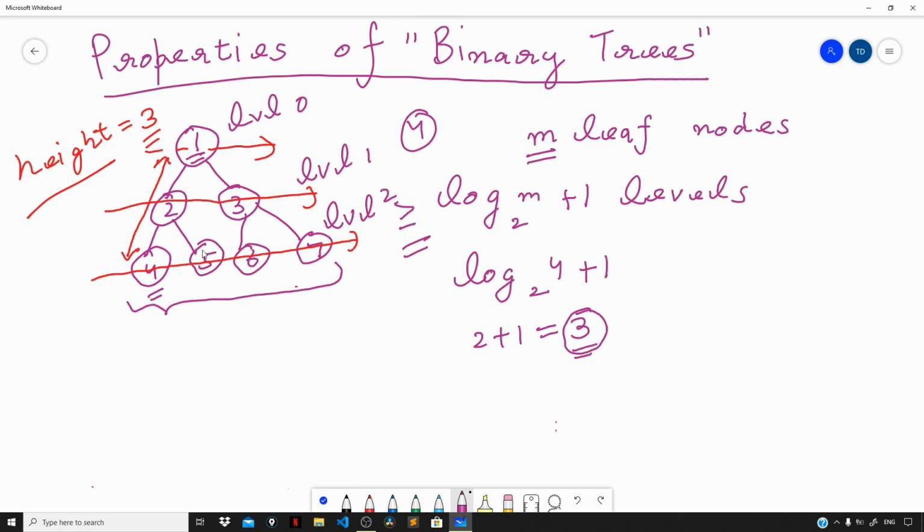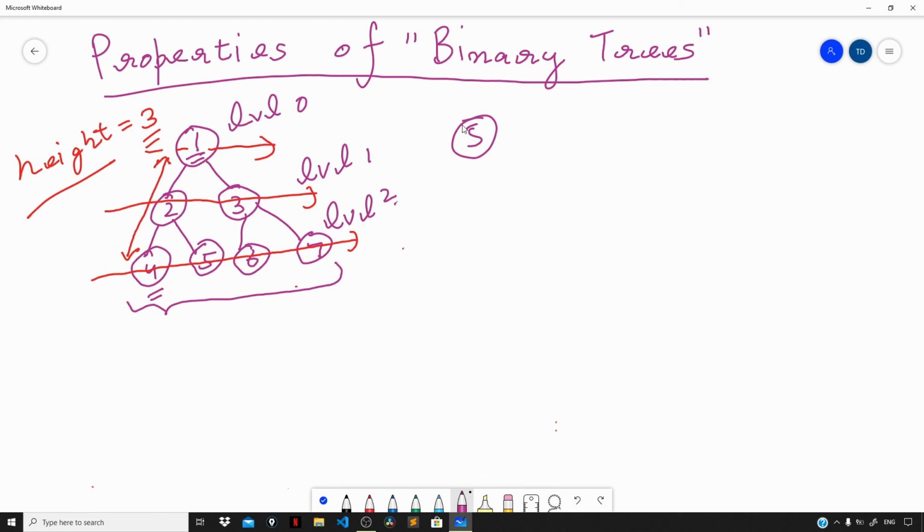Now finally, let us discuss the fifth property. Now the fifth property is that consider a binary tree where every node has 0 or 2 children. The number of leaf nodes is always going to be 1 more than the number of nodes with 2 children. So the number of leaf nodes in this case is 4, and the number of nodes with 2 children, this is the abbreviation I'm using, nodes with 2 children, right?